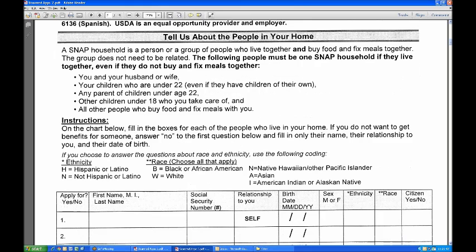And then moving on to page 3, again, name and social security number. And this section is about their household. So you can see the following people must be in one household. Typical what you would think, like someone who buys and prepares his own food. And so in that situation, he'd be a household of 1 because he buys his food and prepares it by himself.